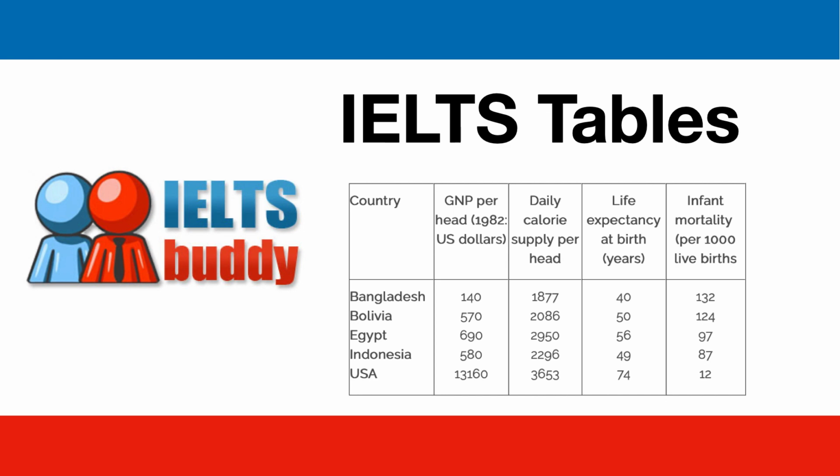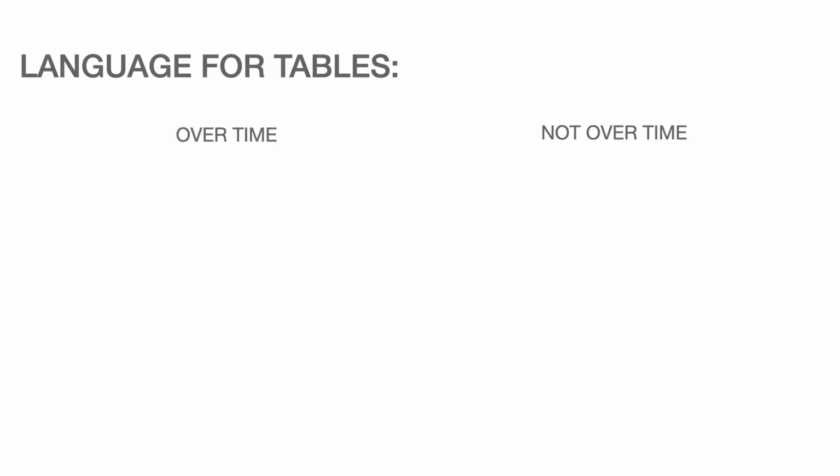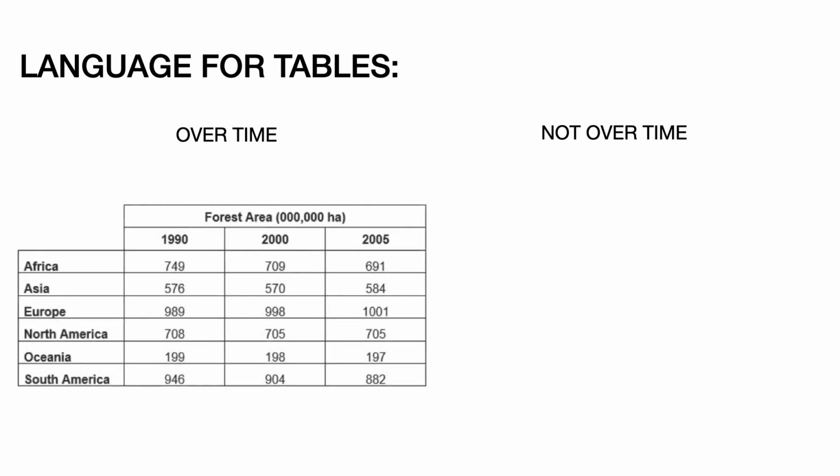Okay, in this lesson we're going to look at how to describe IELTS tables. We'll look at the language for tables. Now some tables might be over time, but some may not be, so this affects the language you can use. For example, if we look at this first table, this has a time frame from 1990 to 2005.